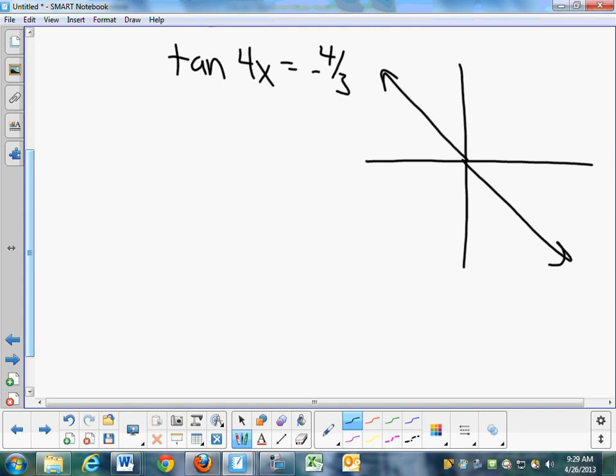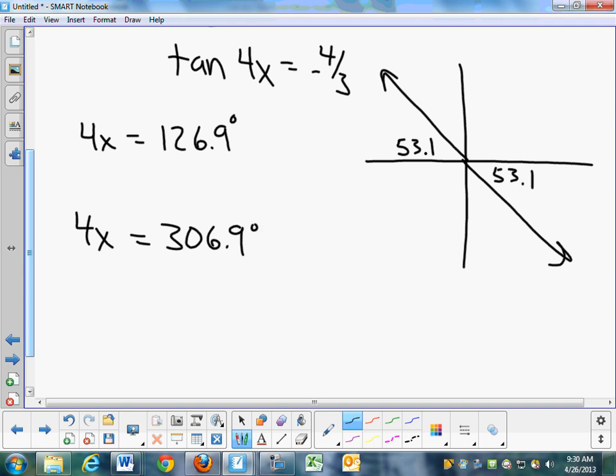Okay, but what we want to get at is the 4x, right? Very good. Let's inverse 4 thirds. Inverse 4 thirds. What do you get for tangent? 53.1, 53.1. Okay? So, we set this up. Instead of saying x equals whatever those two angles are, we have 4x equals whatever those two angles are. So, if I go 53.1 back of 180, I get 126.9. If I go 53.1 back to 360, I've got 306.9. So I've solved for that portion.